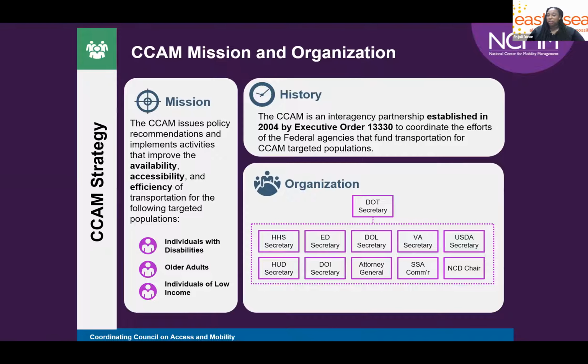And here, I'll just briefly touch on the CCAM mission and organization. We know that CCAM was established in 2004 through an executive order. This is the original organization and the agencies that started out the mission with CCAM, and since then it has grown, and I will let you read up on that a little bit further. But their main mission is to improve availability, accessibility, and efficiency. And the targeted populations are those with disabilities, older adults, and individuals with low income in communities. Next.